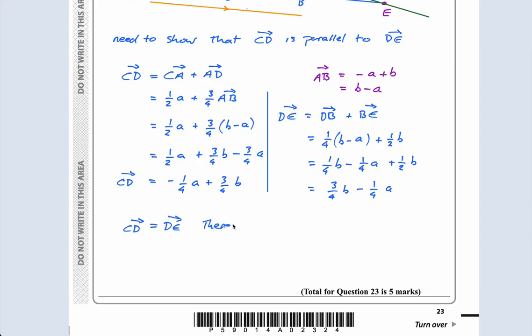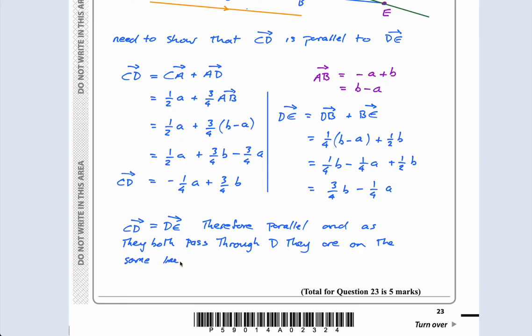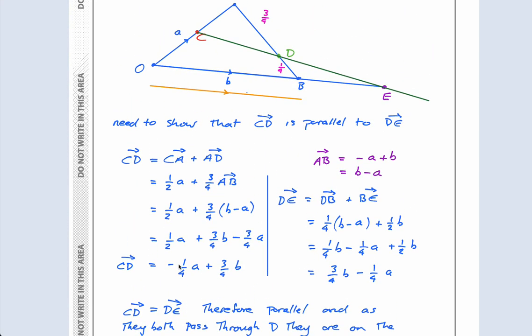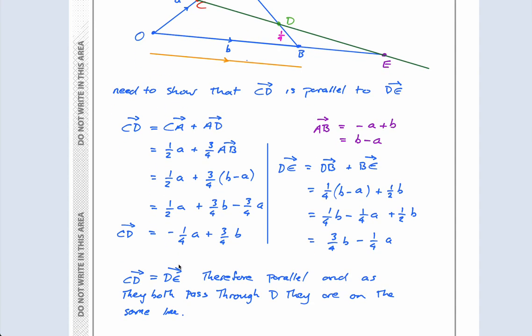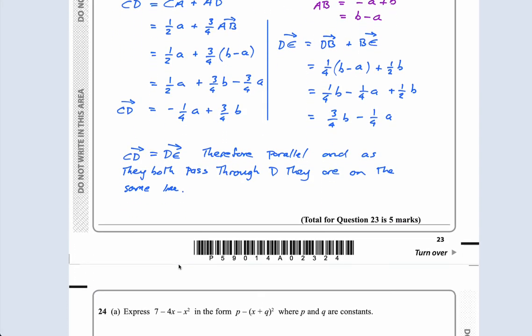Therefore, parallel, and as they both pass through D, they are on the same line. Okay, guys, I'll say one more time. That question is extremely difficult. In fact, that's one of the hardest vectors questions I've done in quite a while. Okay, that is question 23.